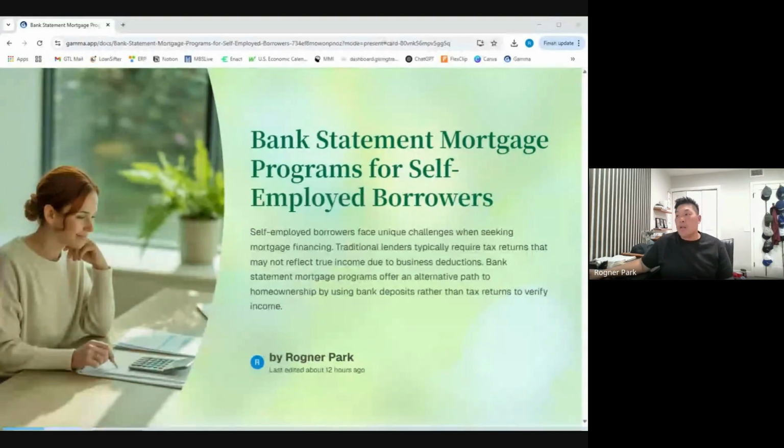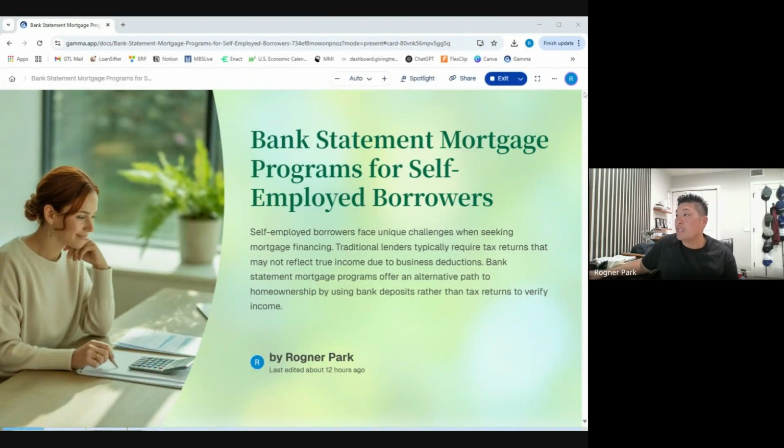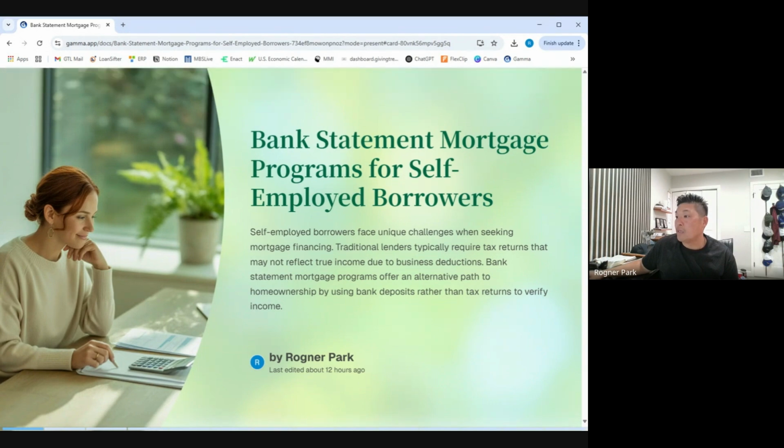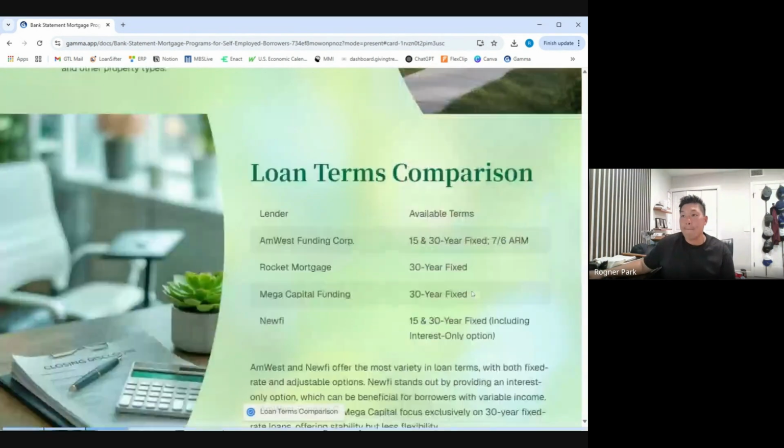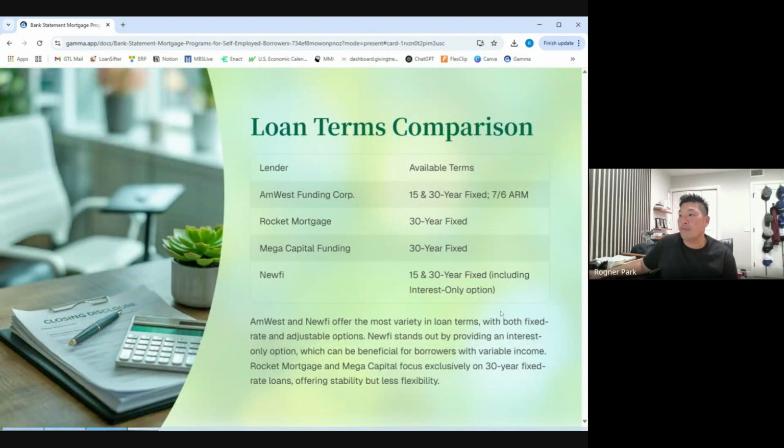Okay, so we're going to look at different bank statements, okay? And this is actually a presentation I did for a realtor. So I'm going to just kind of skim over some of these slides, as it's not super important, but I want to get into the meat of it. Just know that 30-year fixed rate or 30-year amortization and fixed rates are not offered by everyone, okay? There are other options. You can get ARM options. You can get 15-year options, okay?